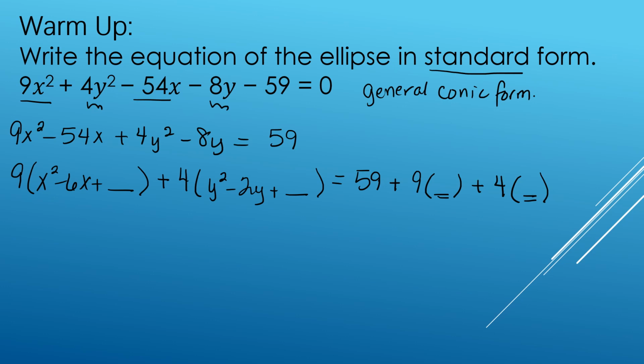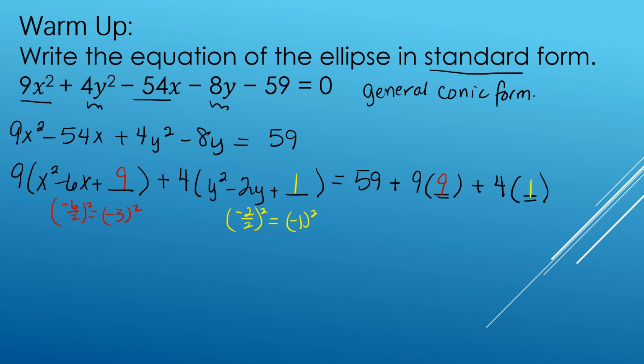So when we complete our square, we take half of the b term. So for our x's, we're going to take half of negative 6, which is negative 3, and then we will square it to give us 9. So we're going to have a 9 in each of those little terms to complete our square for the x's. For the y's, we're going to take half of our b value, which is negative 2, and we get negative 1, which we then square to give us a positive 1. So I'll add that to the other side of the equation.